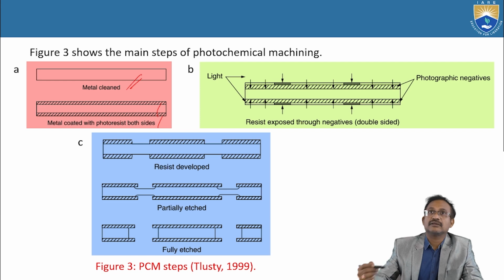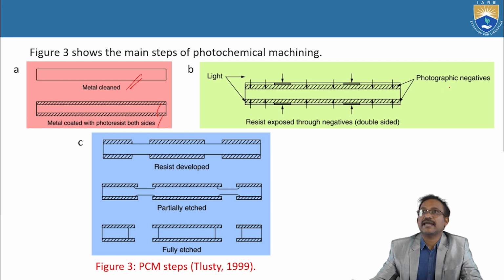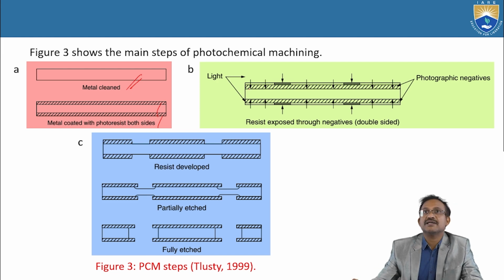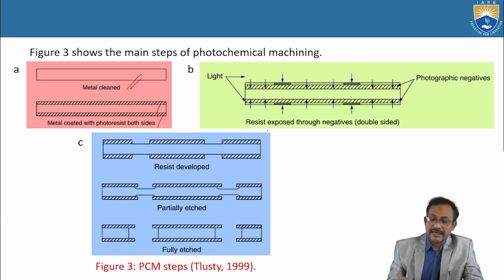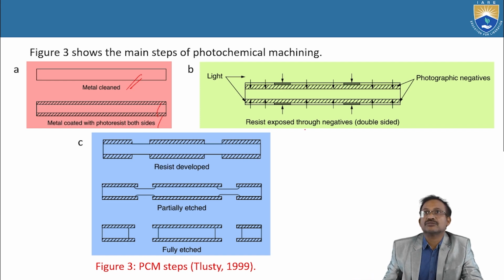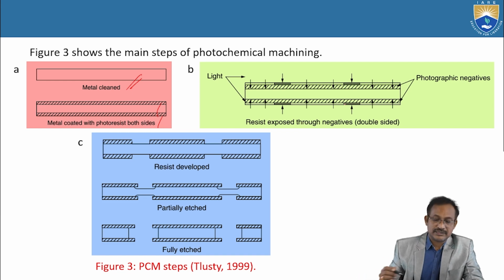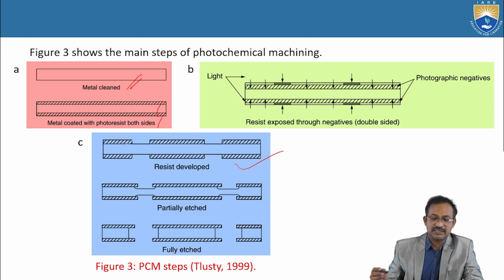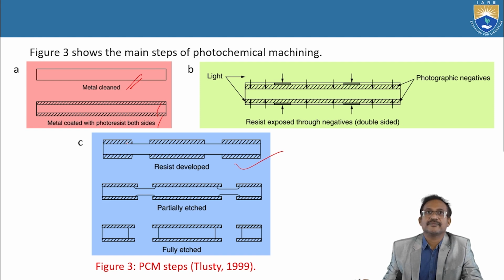Expose. Here, the photoresist negatives are placed, so light should be exposed. Okay, and the resist is exposed through negatives, that is, on double sides. Okay, this side and this side. Right. In C, the resist is developed here. So here the resist has been developed.